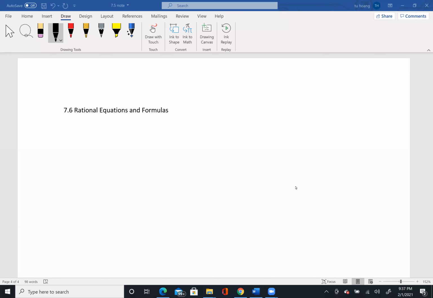Hey class, so today I come back with section 7.6, rational equations and formulas. So let's start with what is a rational equation?